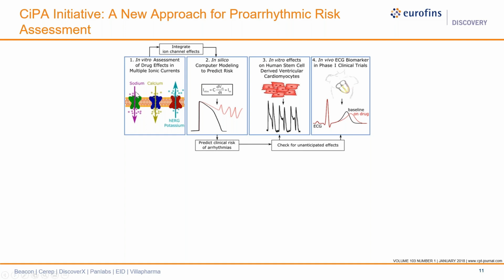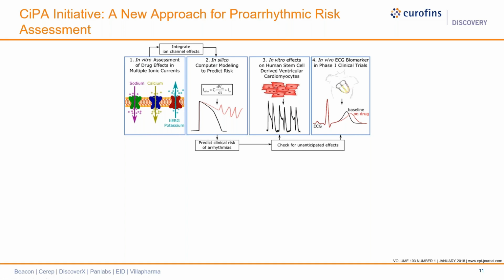So first off, you should test in vitro the effect of new drugs on multiple ion channel currents. And so this means besides assessing the effect on the hERG channel, you should also test how the drug affects calcium or sodium channels. After that, you should use this information and perform in silico computer modeling in order to predict the clinical risk for arrhythmias to occur depending on the results that were obtained in the first point.